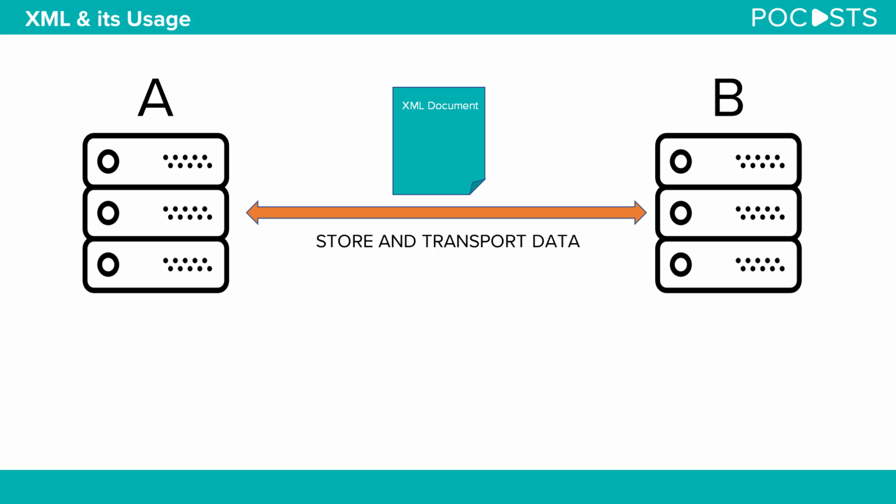Then in order for A and B to communicate, system A stores the data in XML format and then transfers it over to system B.